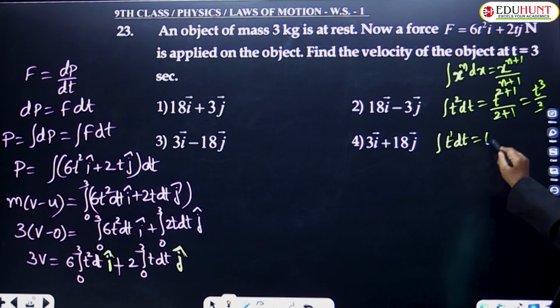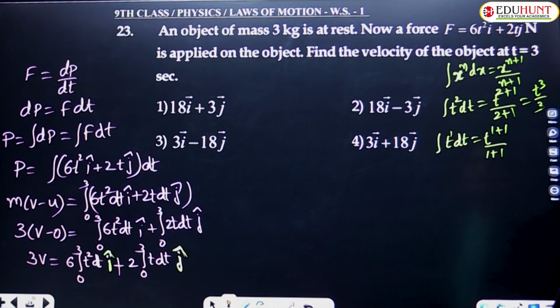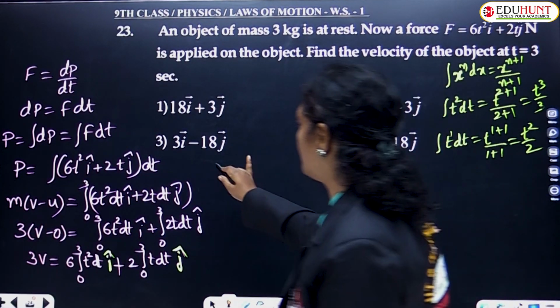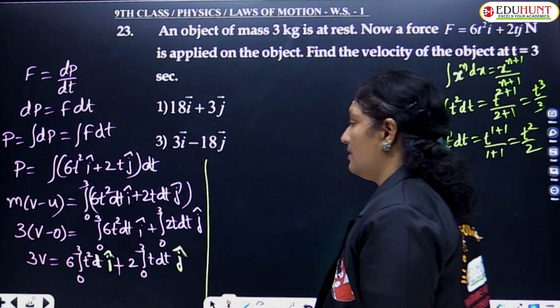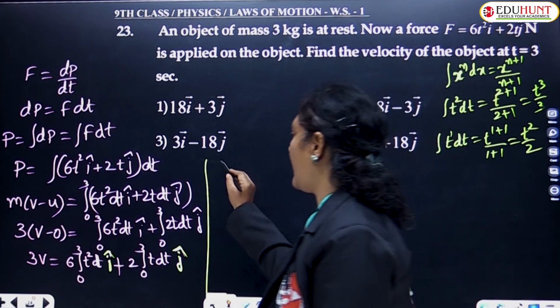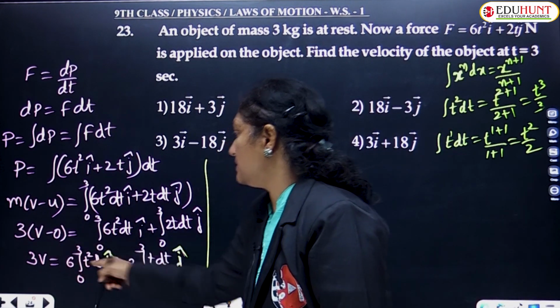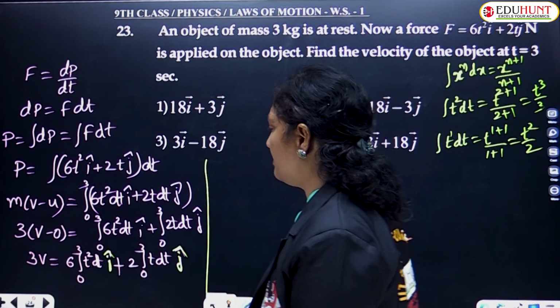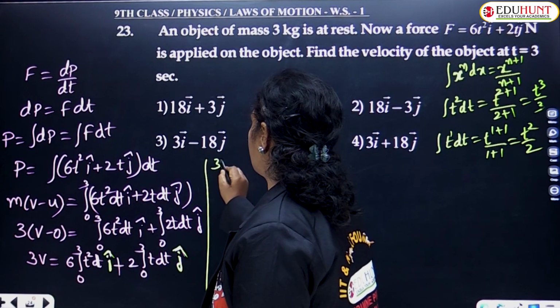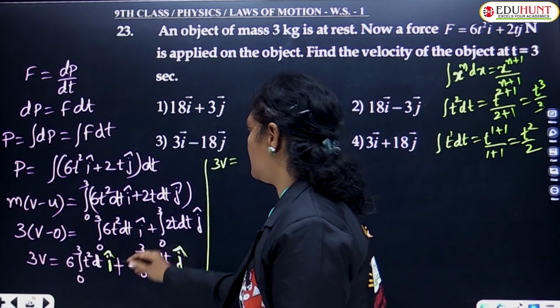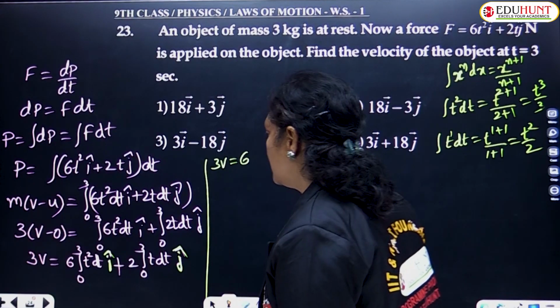So t power 1 is written as t power 1 plus 1 whole upon 1 plus 1, that is n plus 1 upon n plus 1, which equals t square by 2. So based on these things, let us substitute and try to solve the values. Keeping v on this side, we substitute later. 3v is equal to 6 as it is.